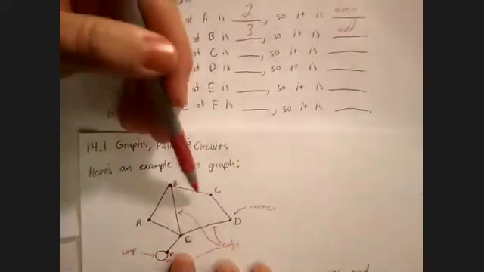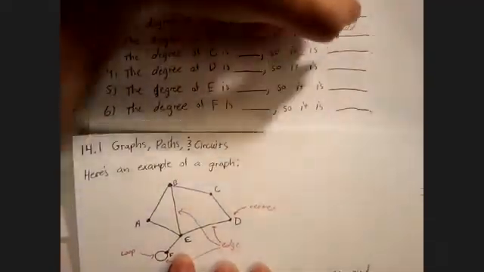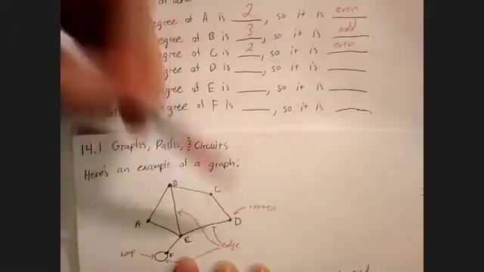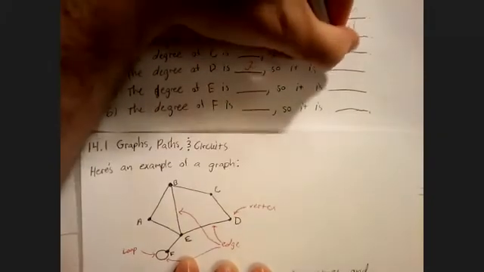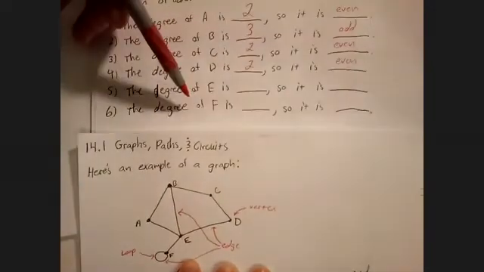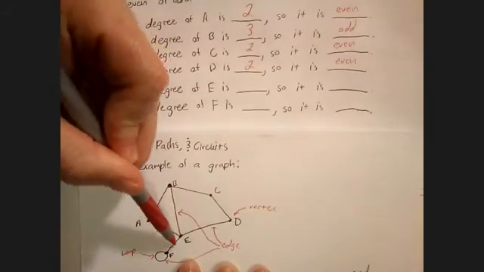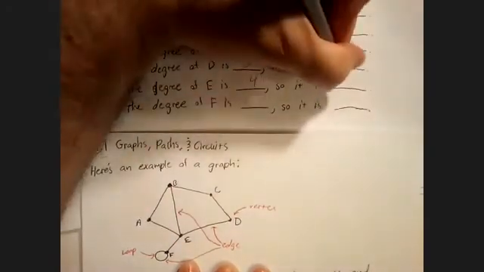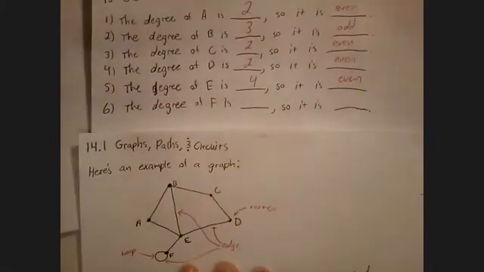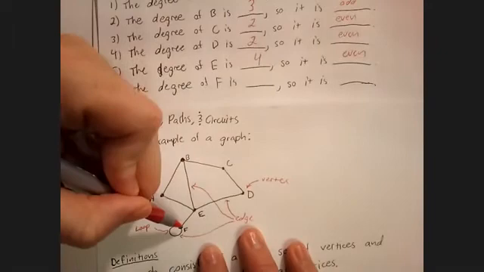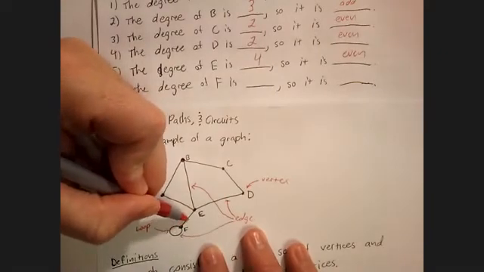The degree of C, 1, 2. 2 is an even number. The degree of D, 1, 2. That is an even number. Degree of E, 1, 2, 3, 4. Even. And then we get to F. This is a little weird. The degree of F is 1.